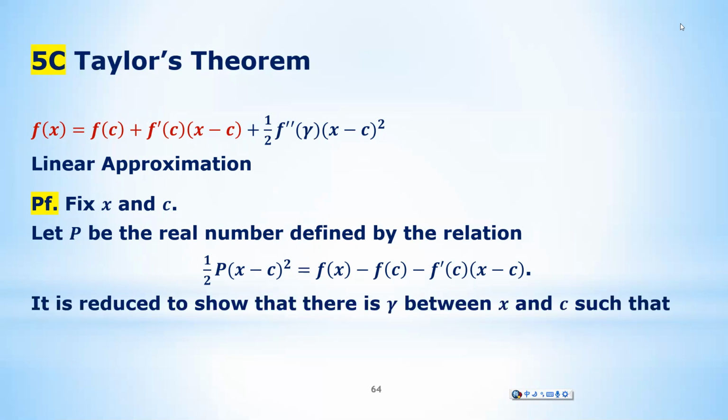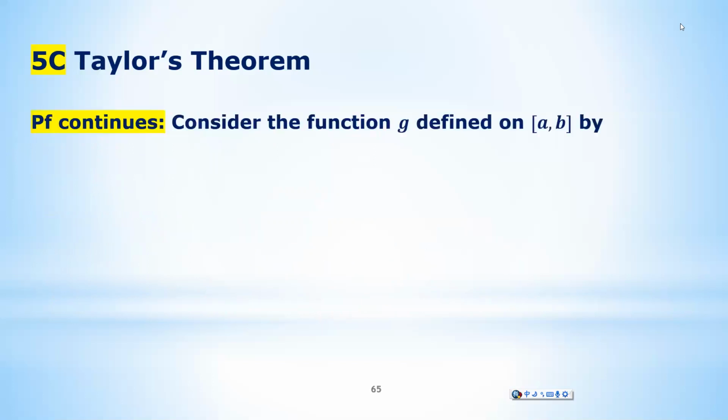So now it's reduced to showing what? The only thing we want to show now is that there is a gamma between x and c such that p is equal to the second derivative at gamma. If I can prove this, I'll prove the result. Now how can I achieve this?